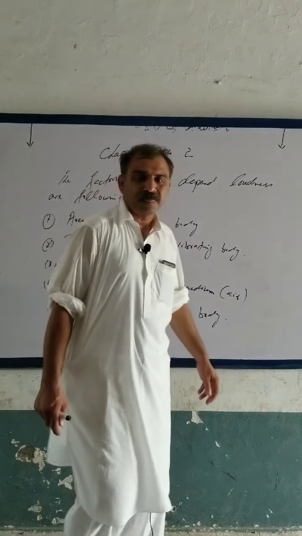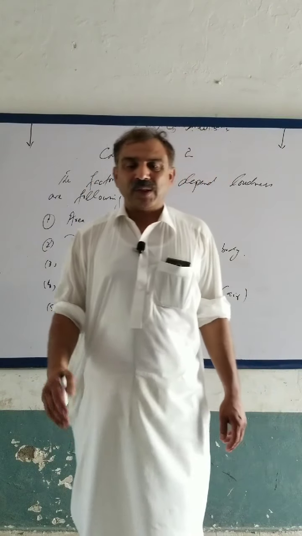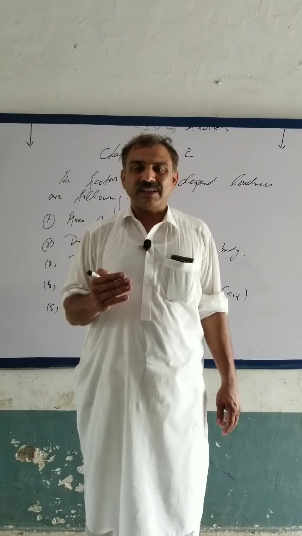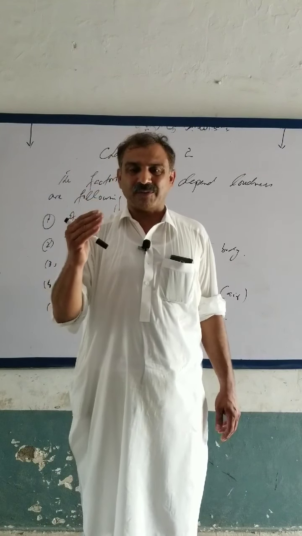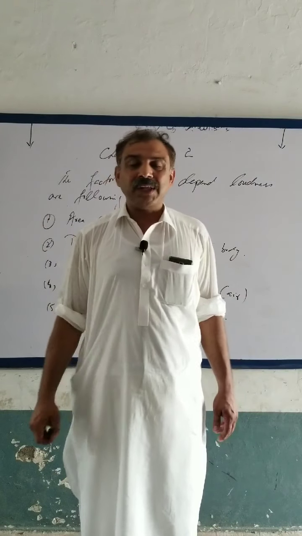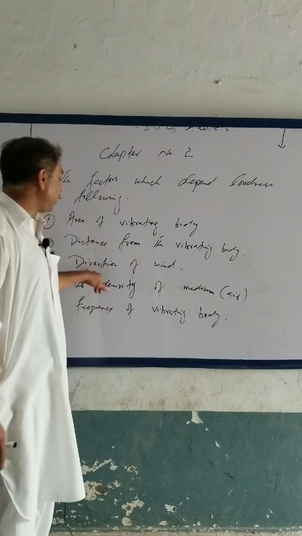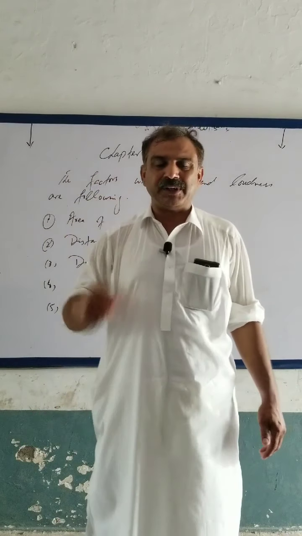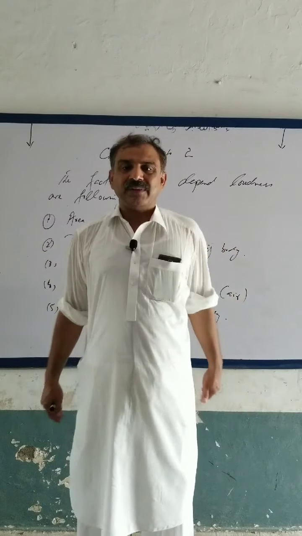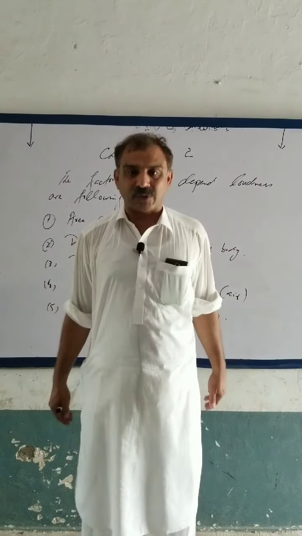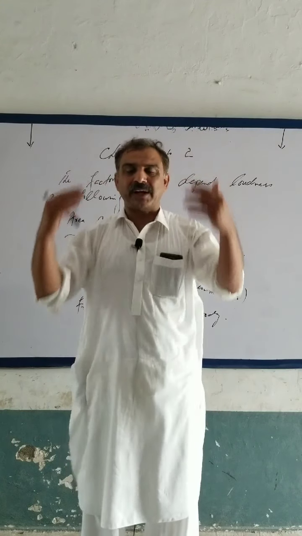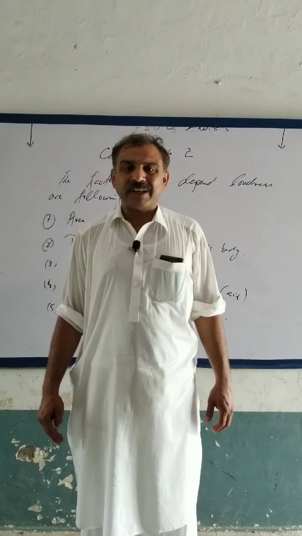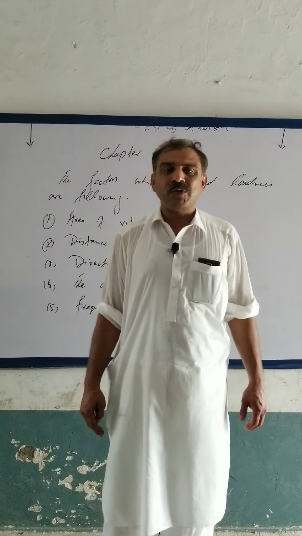Distance from the vibrating body. A body which is vibrating produces sound. If the detecting organ, the ear, is at a greater distance, we will hear a small sound, a low loudness of sound. And if we are close to the vibrating body, we will hear the loud sound. Similarly, direction of wind. If the wind is in the same direction as the sound waves coming towards the ear, the loudness will increase and we will hear a loud sound. If the direction of air is opposite to the direction of the sound waves, we will hear a low sound.